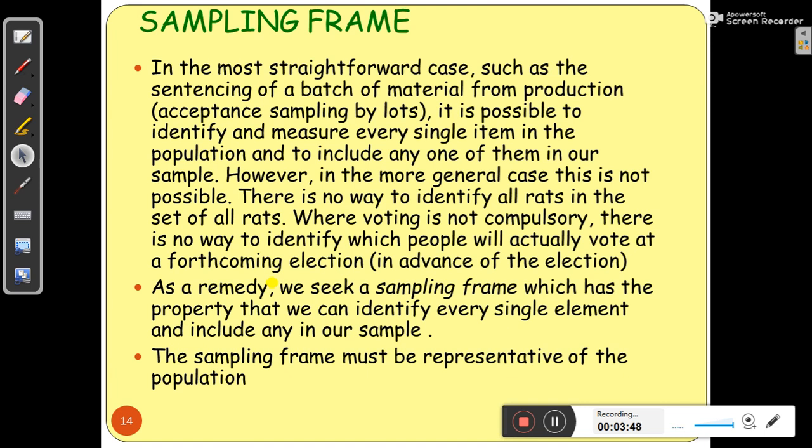So we need to go for a sampling frame. As a remedy, we seek a sampling frame which has the property that we can identify every single element and include it in our sample. The sampling frame must be representative of the population.